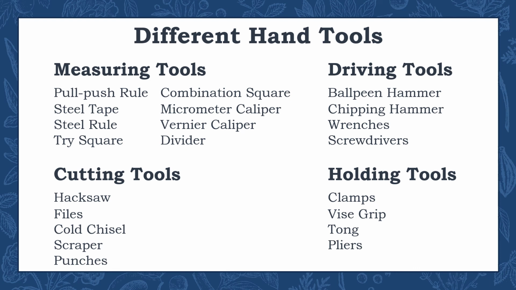Under holding tools, we have the clamps like toolmaker clamp, C-clamp, drill vise, machinist vise, hand vise V-block with clamp, and another holding tool is the vise grip, tong, and pliers like combination pliers, side cutting pliers, long nose pliers, and the slip joint pliers or mechanical pliers.